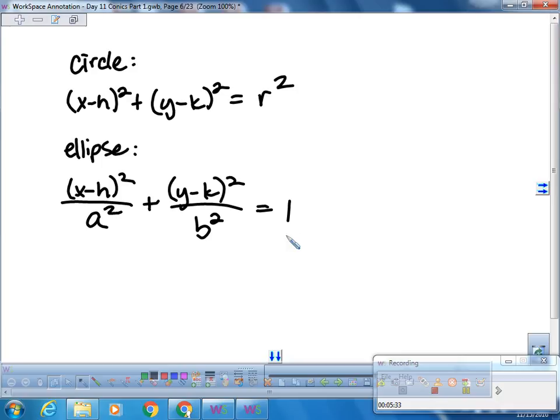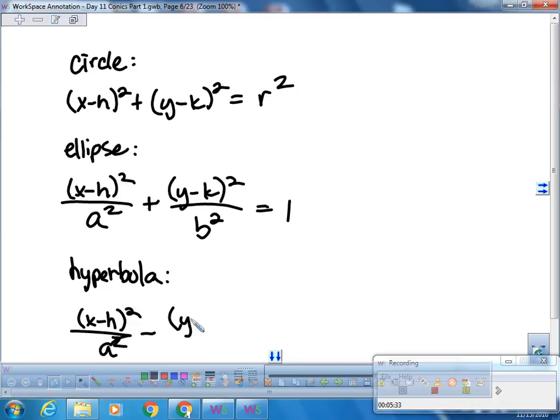And then a hyperbola, which I think I gave away yesterday. What's the only difference with the hyperbola? I can't hear you. They split apart, you're right. But what's different with the equation? It's negative. Minus (y minus k) squared over b squared. Yeah, the only difference is the hyperbola has a negative sign. This one is always going to be 1.